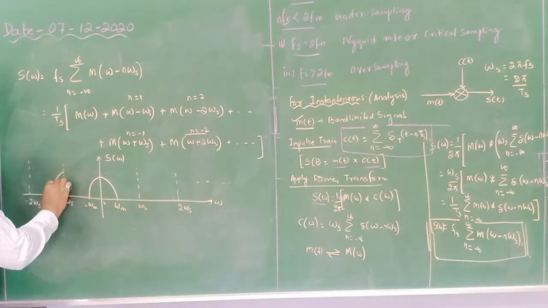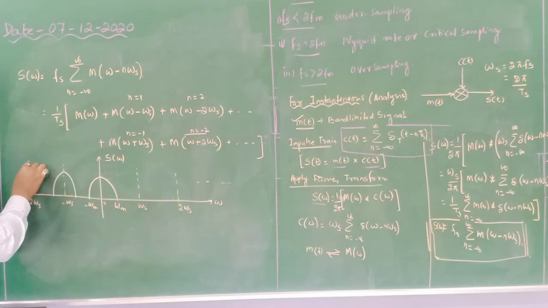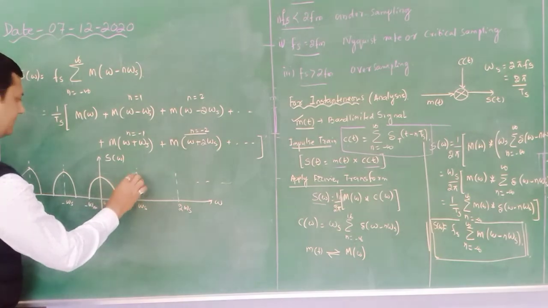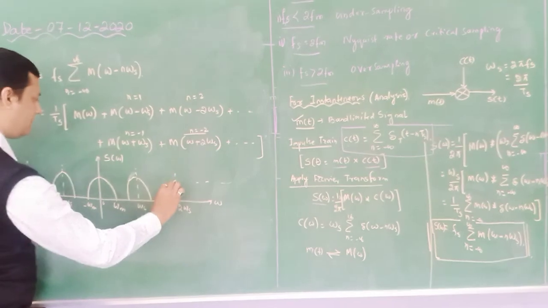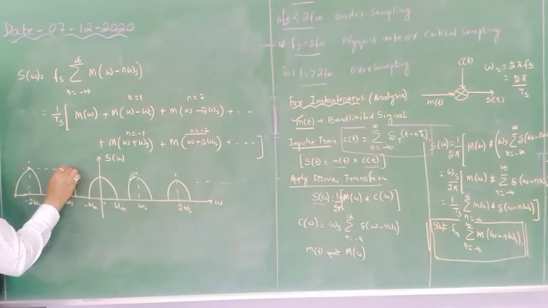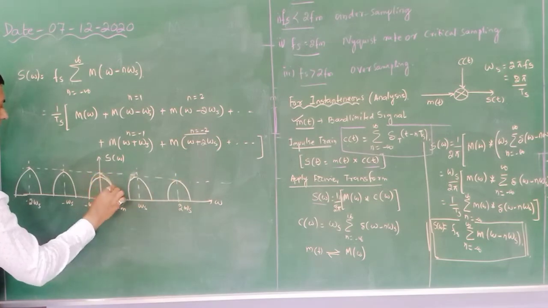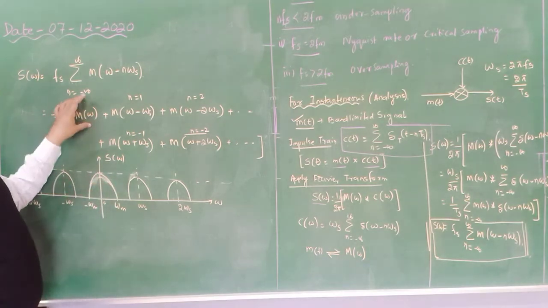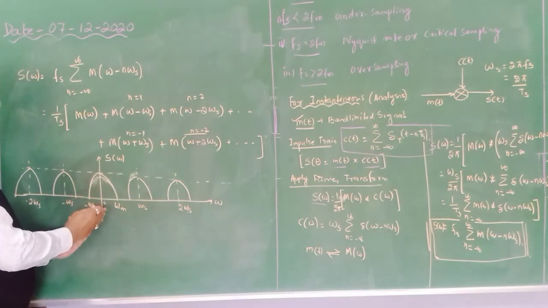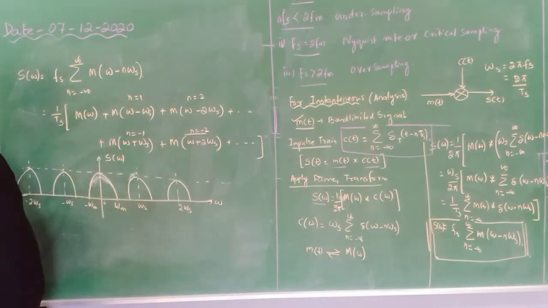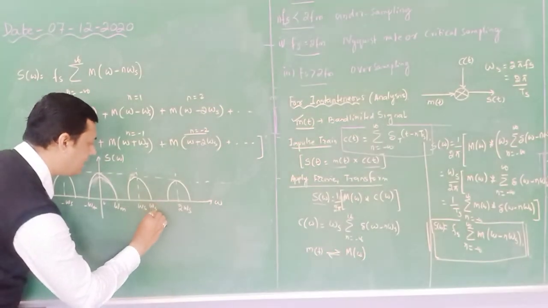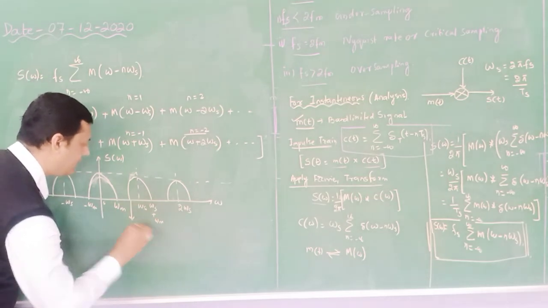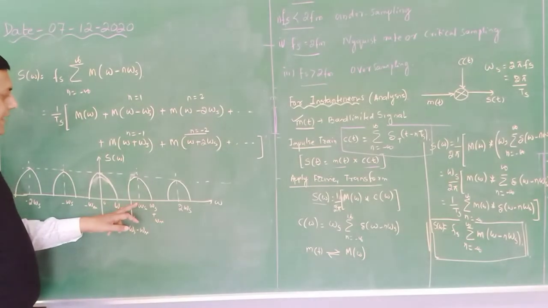So here the spectrum will come in this manner, and the spectrum will come in this manner. All these amplitudes are the same because they follow the modulating signal. This indicates that when n equals 0, the modulating signal is available at that position. When the modulating signal is shifted to omega_s, here we get omega_s plus omega_m, and this point is omega_s minus omega_m.